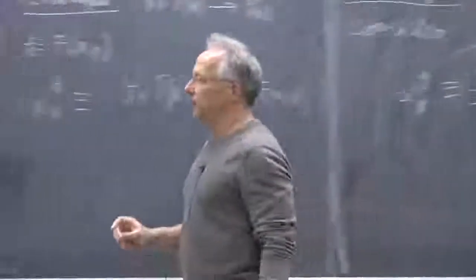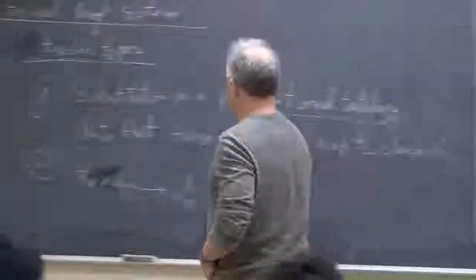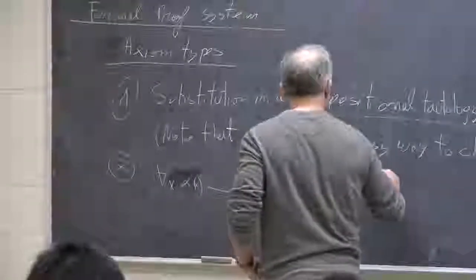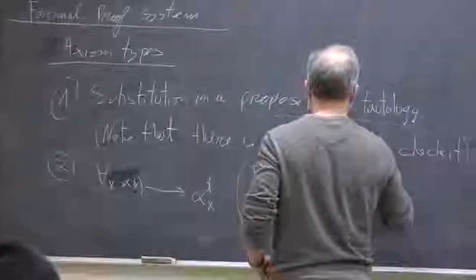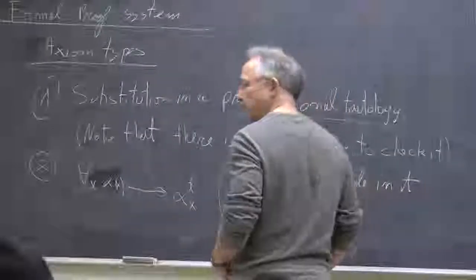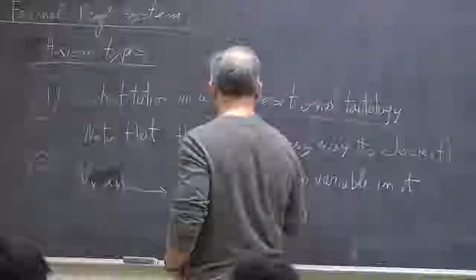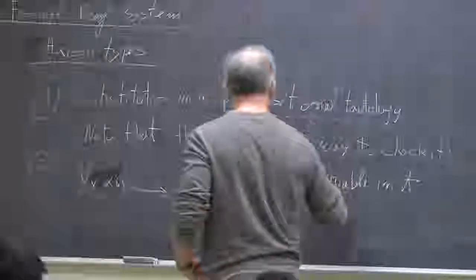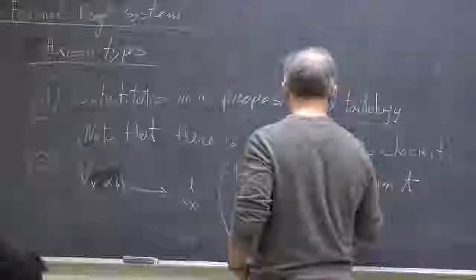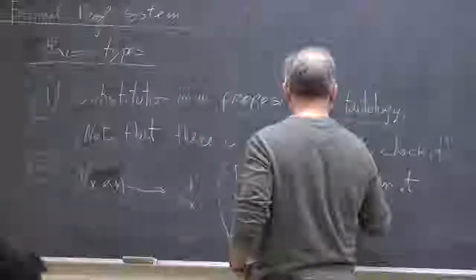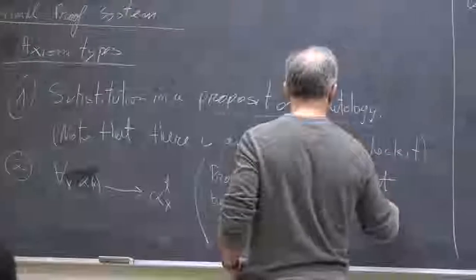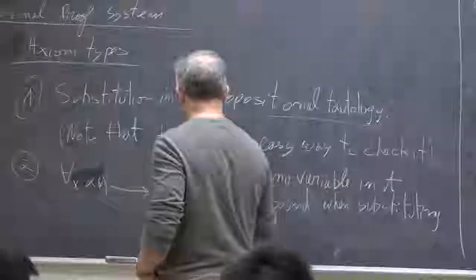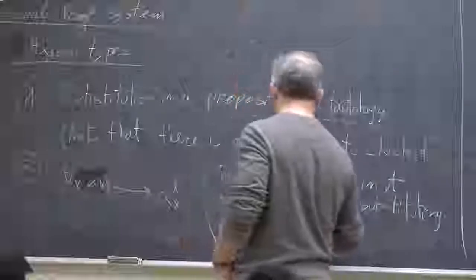So when we write this as an axiom, we have to make sure of a caveat: provided no variable in the term t becomes bound when substituting t for x in alpha.